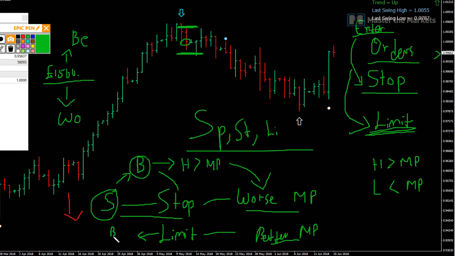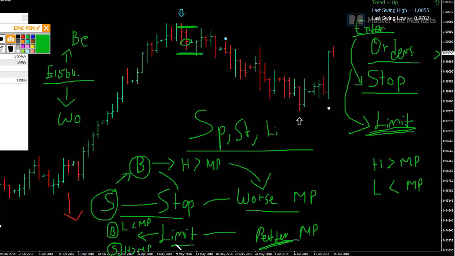As a buyer, if you were to buy lower than the market price, then it's better. For a seller, if you were to sell it higher than the market price, which makes more sense, then it's a better price, which is known as a limit, okay? So I believe that helps you understand this.